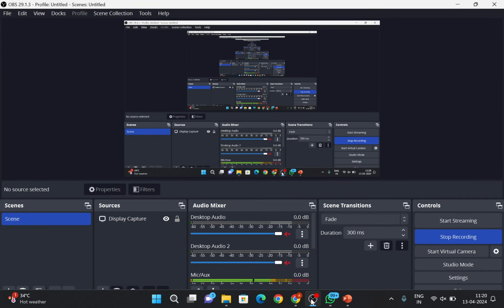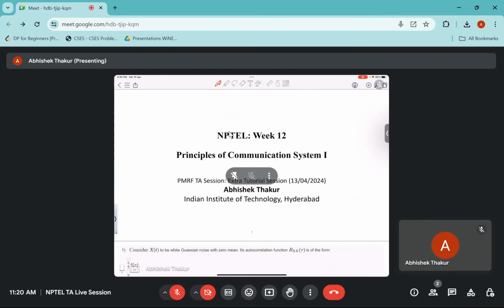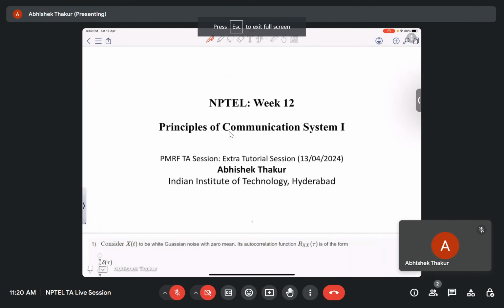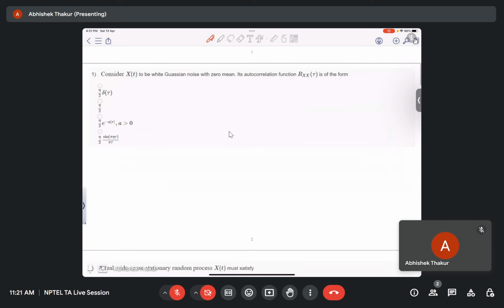So, today we are going to discuss some of the questions based on the topics covered in week 12. Topics like additive noise, white Gaussian noise, power spectral density, and wide sense stationary. We have already solved lots of questions based on wide sense stationary in the last lecture. So, coming to the first question.